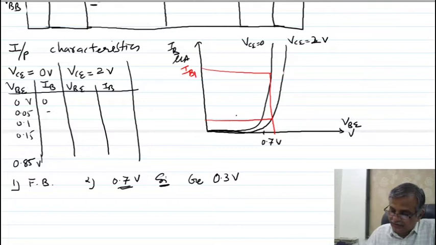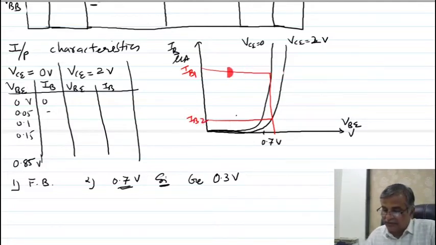This is your IB1, this is IB2. This is IB1 for VC equal to 0. This is IB2 for VC equal to 2 volt. So this indicates as VC increases from 0 to 2 volt, your base current decreases. From this value, it decreases to this value. Why? What is the reason? I am discussing this reason. For a fixed value of base emitter voltage, as VC increases, your base current decreases from IB1 to IB2.